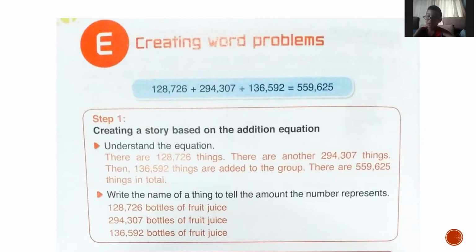108,726 bottles of fruit juice. 294,307 bottles of fruit juice. 136,592 bottles of fruit juice. So it is juice, like orange juice, pineapple juice, or whatever juice. Number one, I will repeat what was read: understand the equation. Number two, write the name of a thing to tell the amount the number represents.